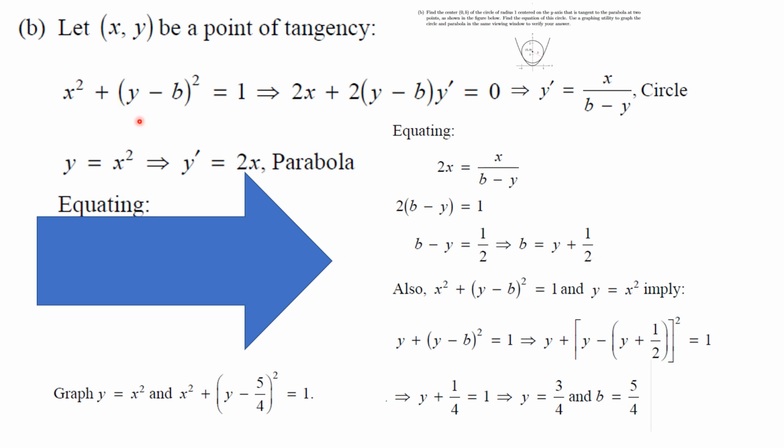Okay, so we also know from here that x squared plus y minus b whole squared is equal to 1, and y is x squared, so we can do the substitution here. So we have y, and this is going to be y minus, but b was y plus 1/2, squared. Now y minus y drops out, and so you see that this is going to be y plus, we're just going to have 1/4 here is equal to 1. That means y is 3/4, and b is 5/4 because b was y plus 1/2. So you see, that means that this equation is x squared plus y minus 5/4 whole squared is equal to 1. So this is what we're going to graph.